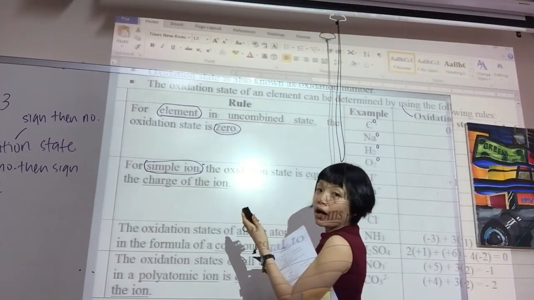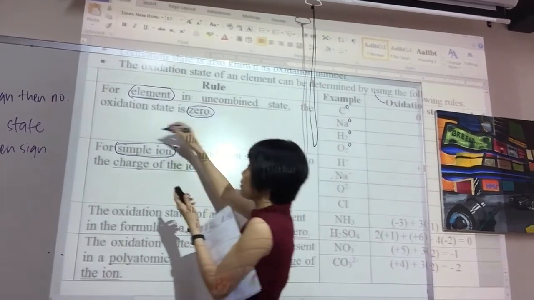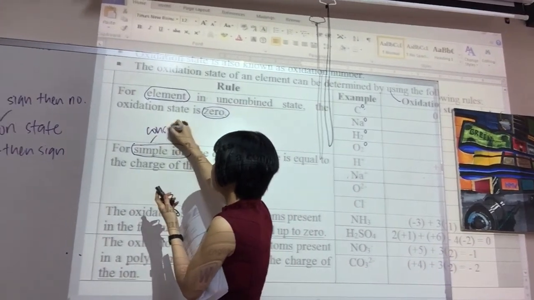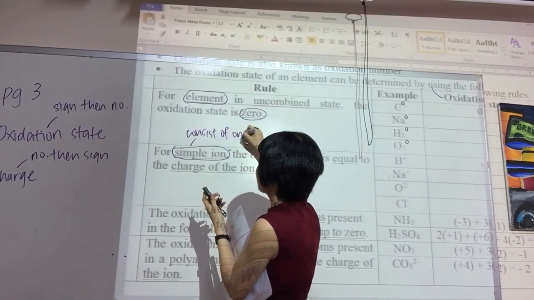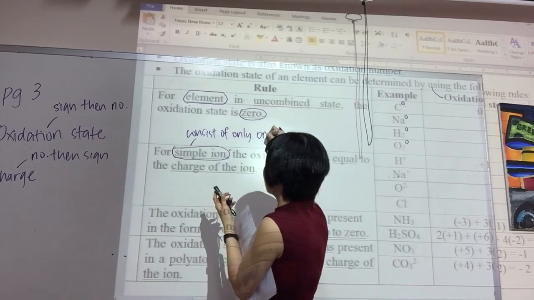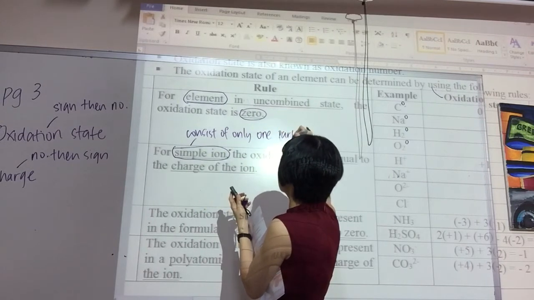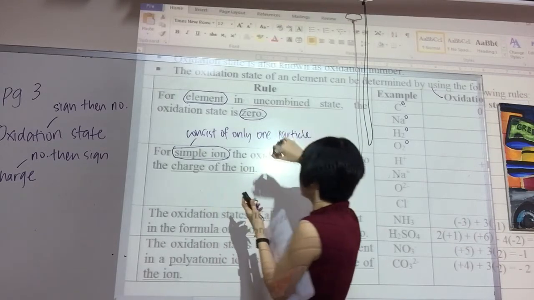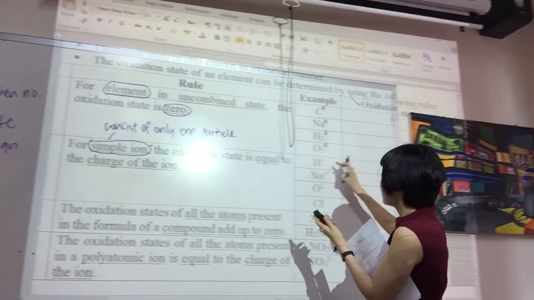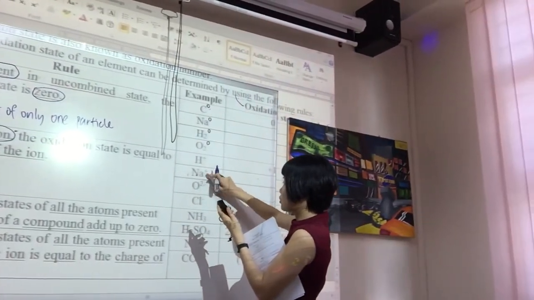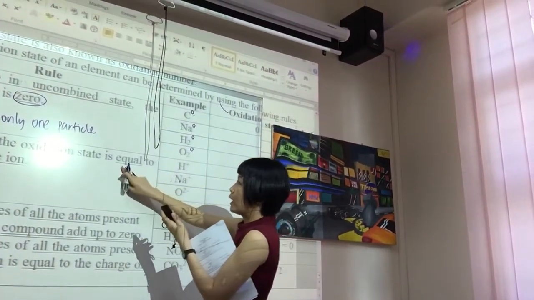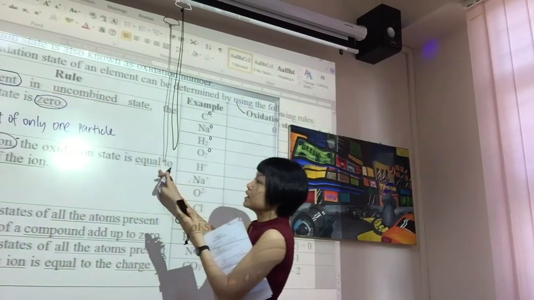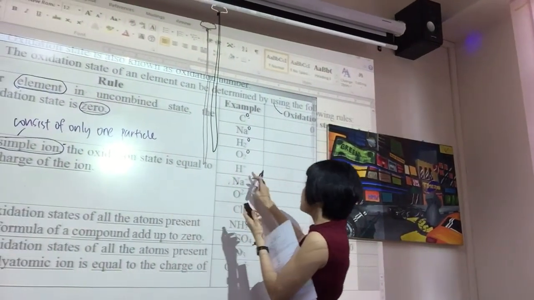Now next, rule number 2 is for simple ion. When we say simple ion, what does it mean? That means it consists of only one particle. If you look at it, all these are just H, sodium, oxygen, only one. And basically the oxidation state is equal to the charge of the ion. What do we mean by this?